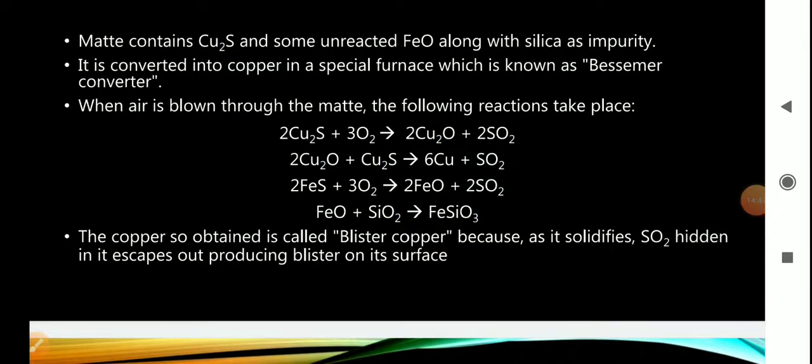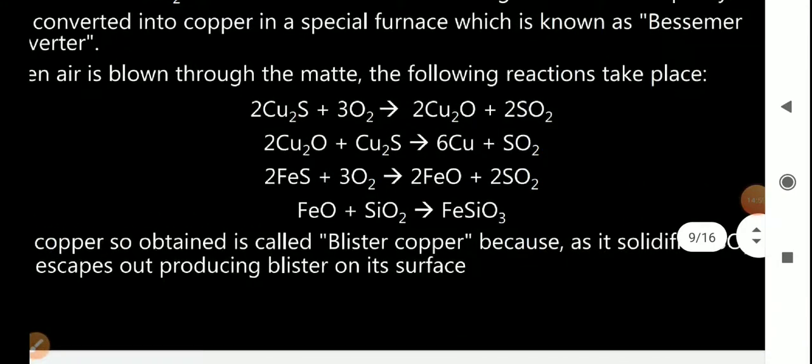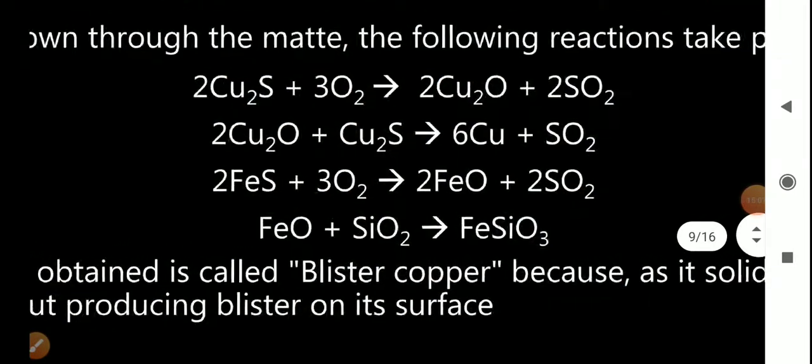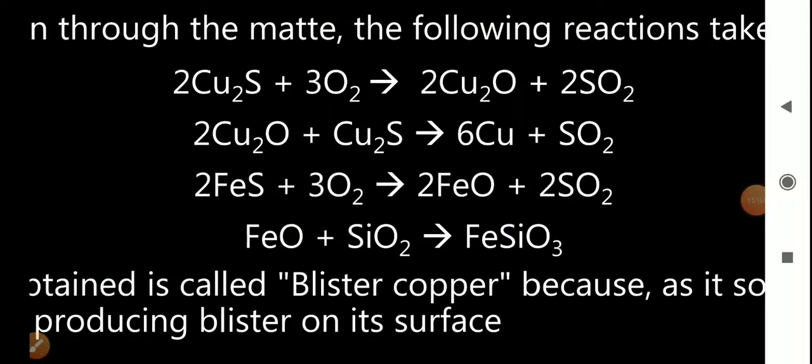When air is blown through the matte at a high temperature, the following reactions take place. If you look here, these reactions are very important. Cuprous sulfide, the sulfide salt of copper, reacts with oxygen and forms cuprous oxide. And again, cuprous oxide reacts with cuprous sulfide and forms copper.